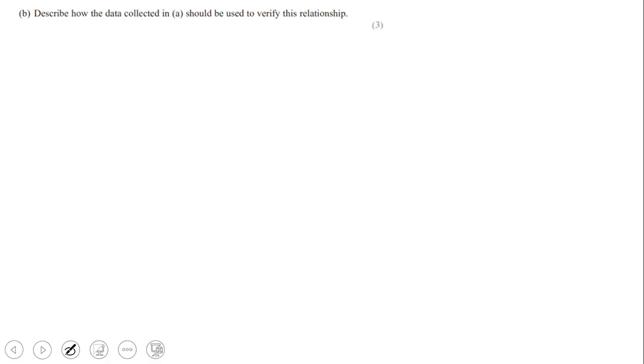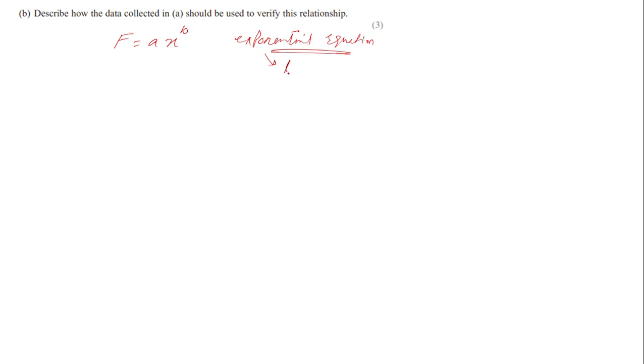Describe how data collected in A should be used to verify this relationship. The relationship was given as F is equal to A x to the power B. Clearly, this is an exponential equation. If you need to confirm the validity of this equation, the best idea is to convert this exponential equation into a logarithmic equation, ln equation, log form.